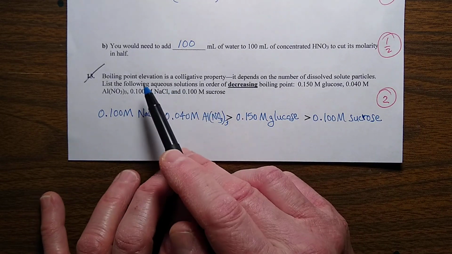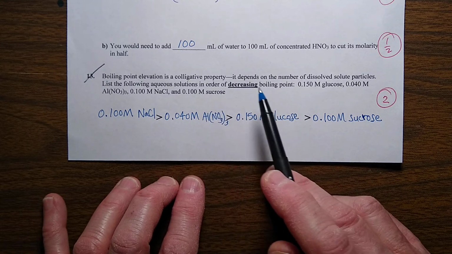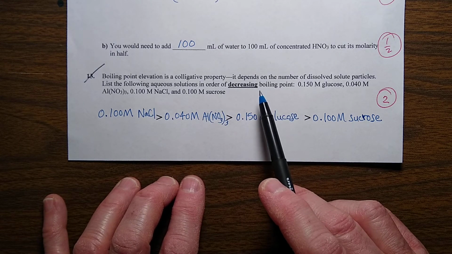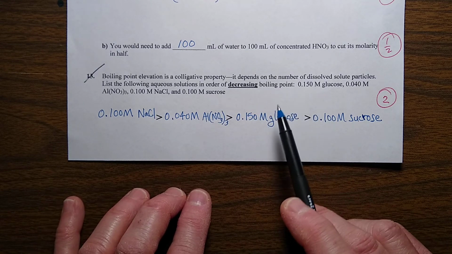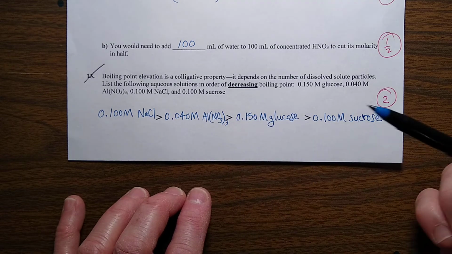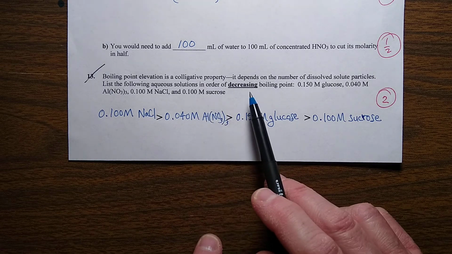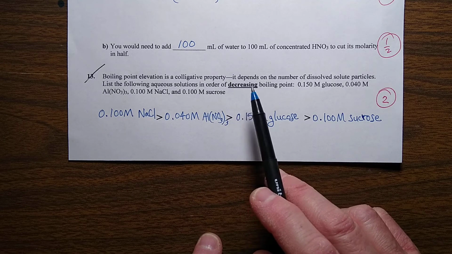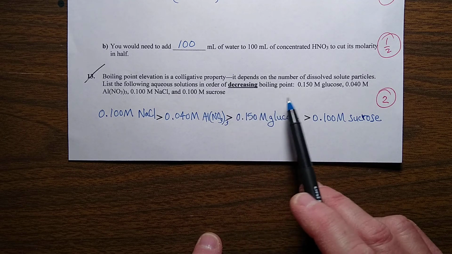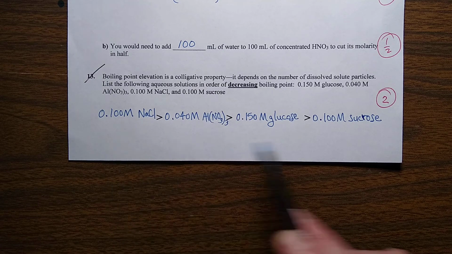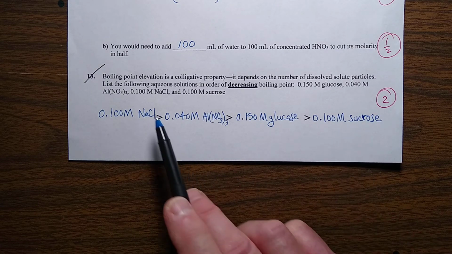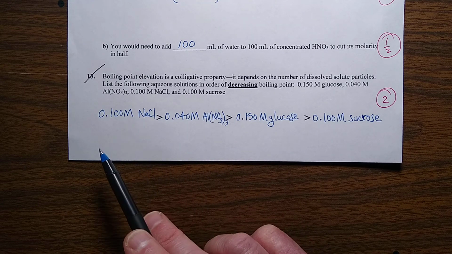And then the last one was a colligative property problem. Colligative properties depend on the number of particles. So when you dissolve something in water or some solvent, you're going to raise the boiling point of the resulting solution, and you're also going to lower the freezing point. So I asked you to put these in order of decreasing boiling point. So you had to list the highest boiling point over here and the lowest boiling point over here. The highest boiling point is going to be the one with the most particles.